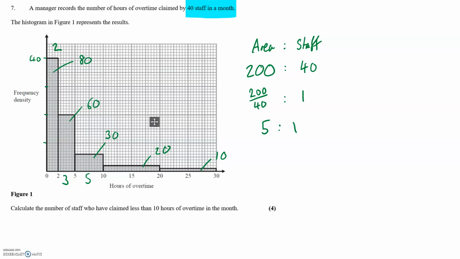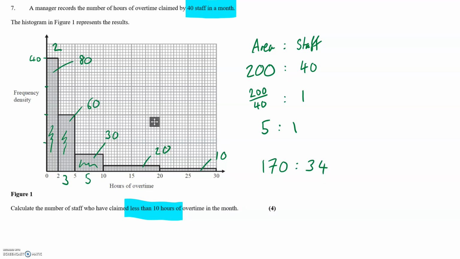Now that I have a conversion rate from area to staff, I now answer the question, which is less than 10 hours of overtime. So that is the section on the left, the section in here, and the third section, the first 1, 2, and 3 sections. We've already calculated their areas, so we just need to sum those up as a fraction of the total. We've got 140 plus 30 is 170 units of area in that space, and we just need to use common ratios in order to work out how many staff that will be. Doing 170 divided by 5 gives us 34 members of staff within that space.